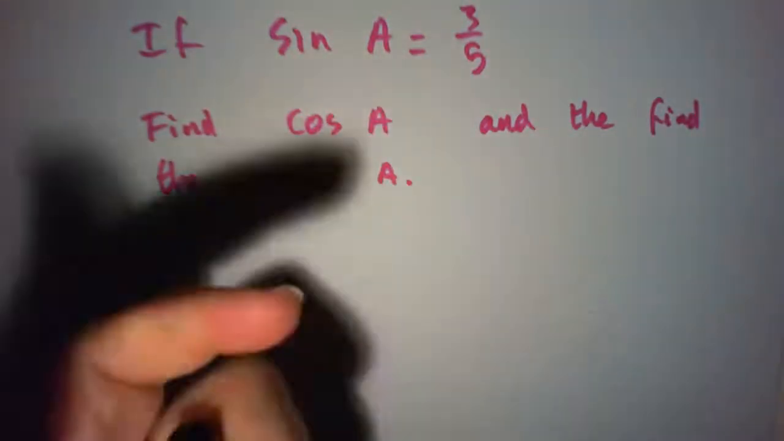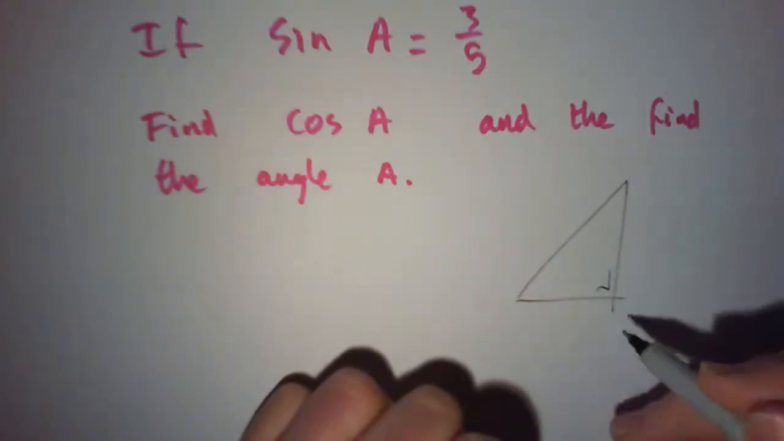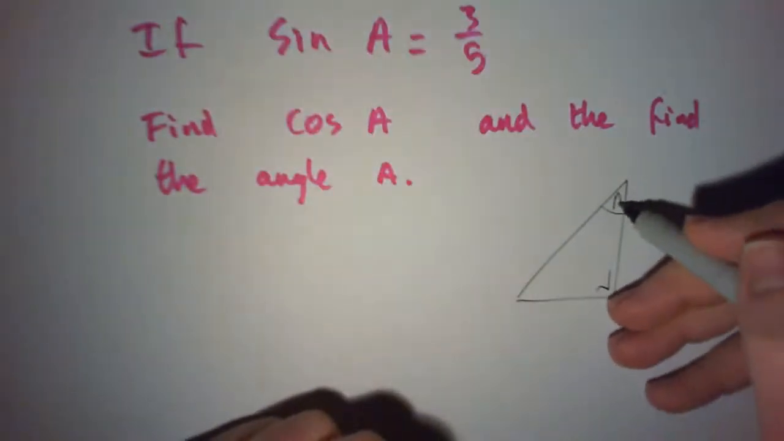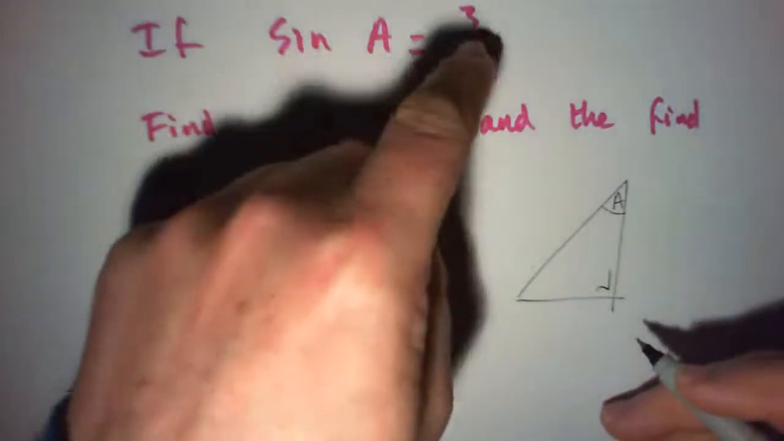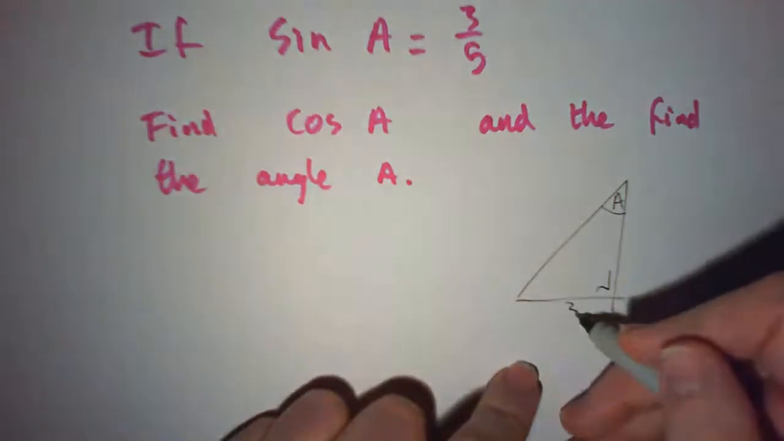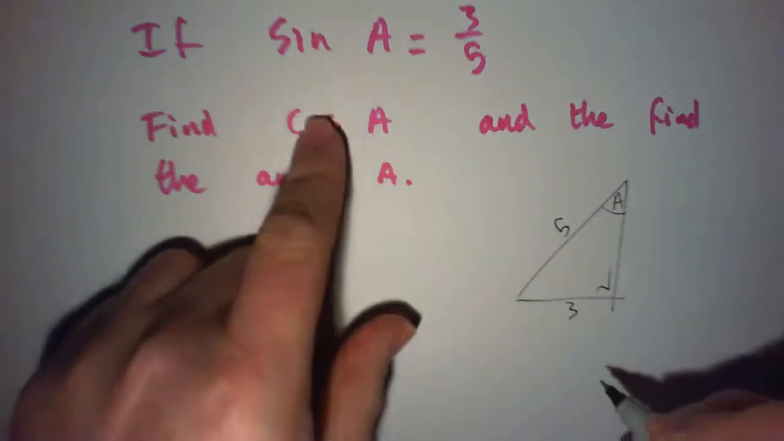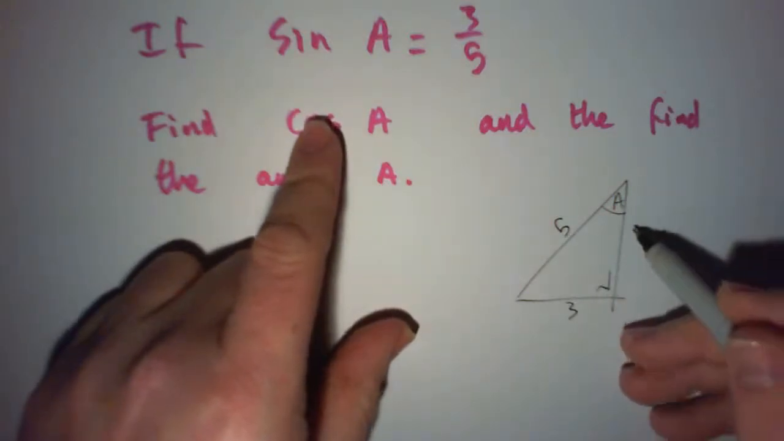First thing I would do is I would sketch a right angle triangle, throw in my right angle. Put in A wherever I want. Put it up here. Okay, so what does A say? The sine of A is 3 over 5. That's opposite over hypotenuse. How would I find the cos of A? I need adjacent over hypotenuse. So what have I got?